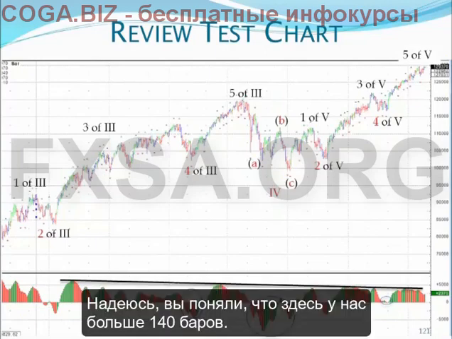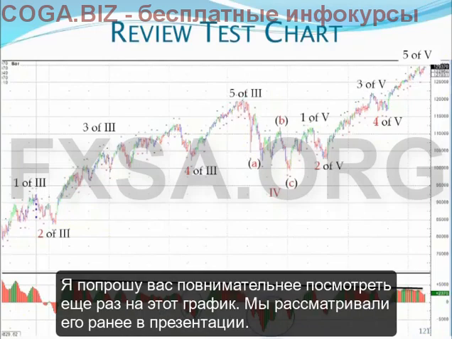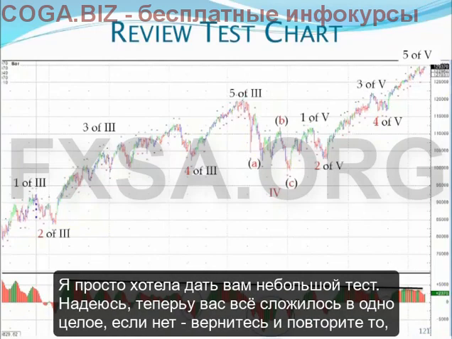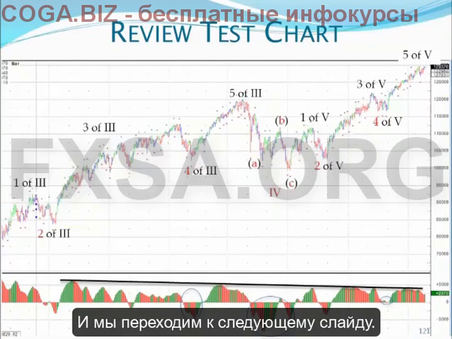So hopefully, even though we have more than 140 bars here, I wanted to take a longer look at this. Again, we've seen this earlier in the presentation, so I just wanted to give you a little test. Hopefully everything's put together. If not, go back and review, and we'll move on to the next slide.